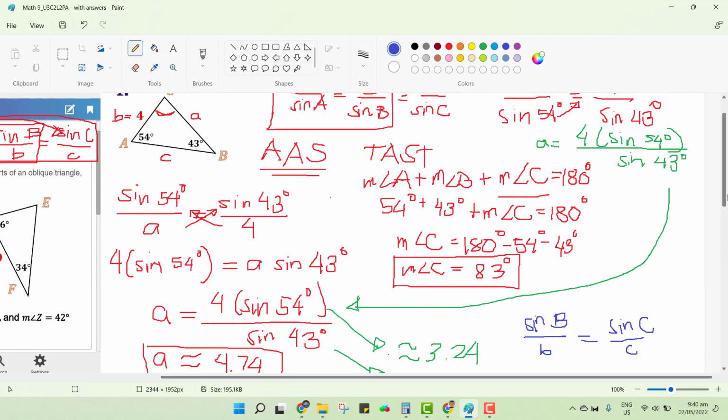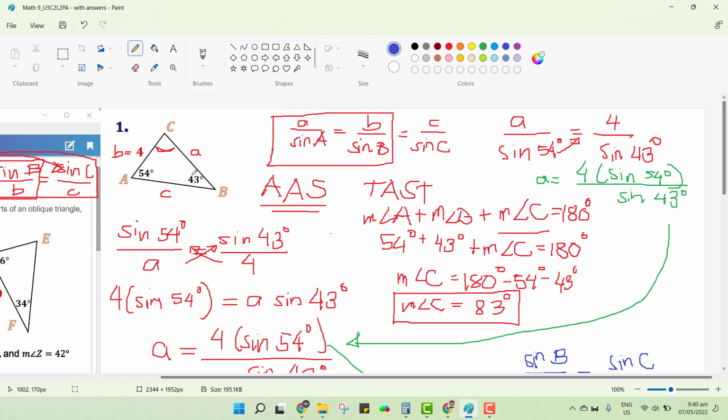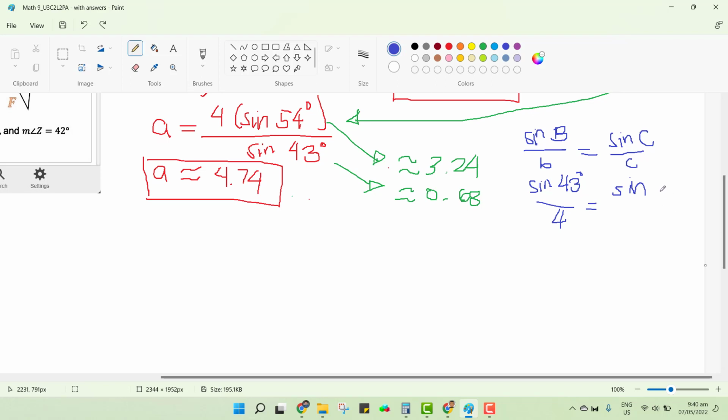Okay, so angle B is 43 degrees. So we'll have here sine 43 degrees over 4, pardon my handwriting, is equal to sine C. C is not necessarily given earlier, but we have solved it into this one, 83 degrees. So let's have sine 83 degrees all over the unknown C.